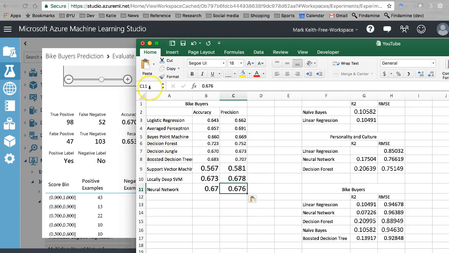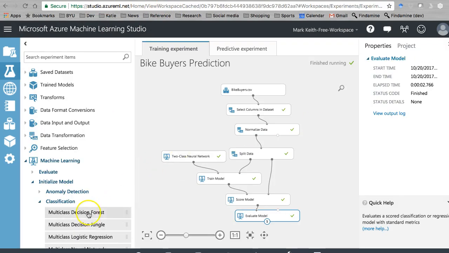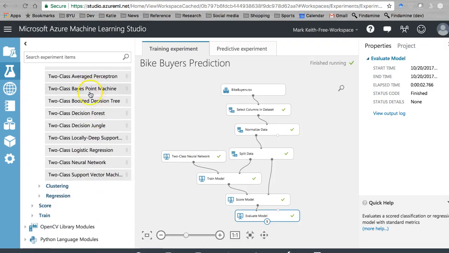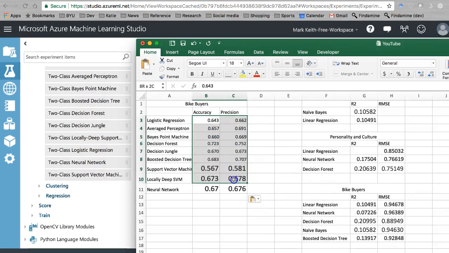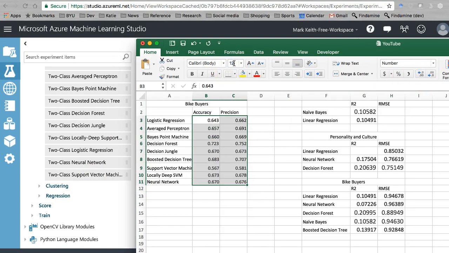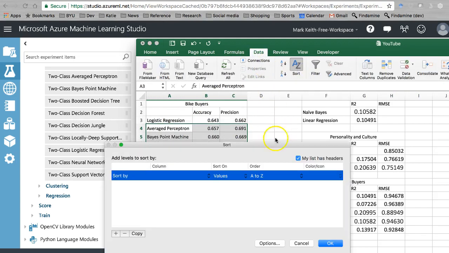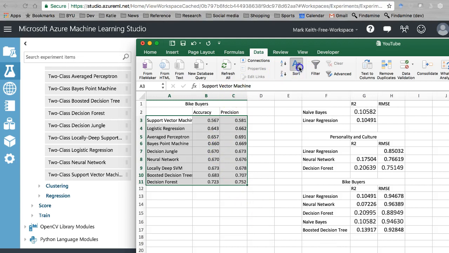Okay, I think that's it for all of the, let me double check, did I get them all? We covered two class, yep, did all those. Yep, that's it for all of our two class models. Let's take a look and compare accuracy and precision across all of them. Expand that, standardize this. Let's go ahead and sort them. Sort by, whoops, take off headers, column B, overall accuracy, whoops, I meant to go the other direction.